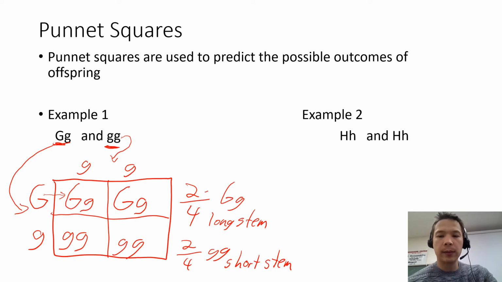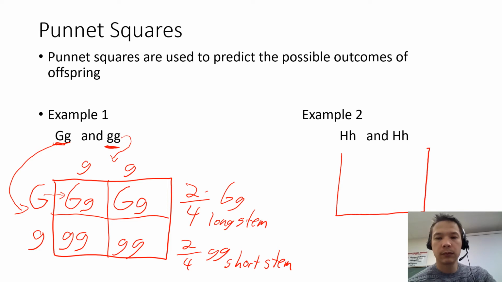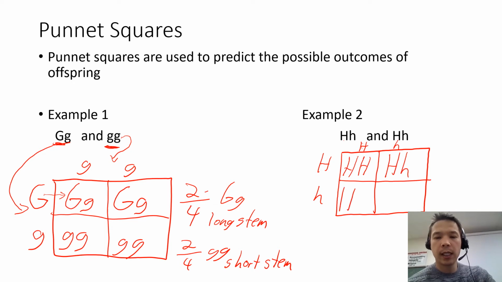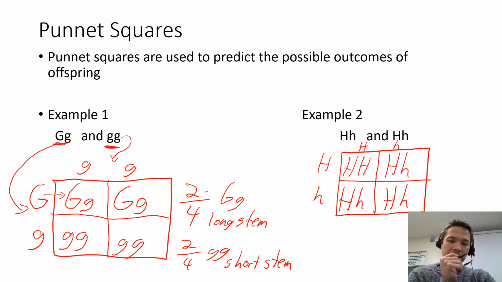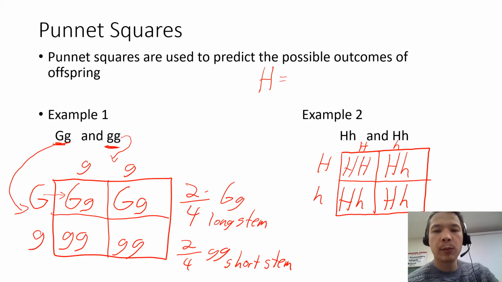We're going to do another Punnett square. I'm going to put this one right here, big H, little h, and this one up here, big H, little h. I cross everything: big H, big H, big H, little h, big H, little h. So let's imagine big H is maybe smooth peas, and little h is wrinkled peas.